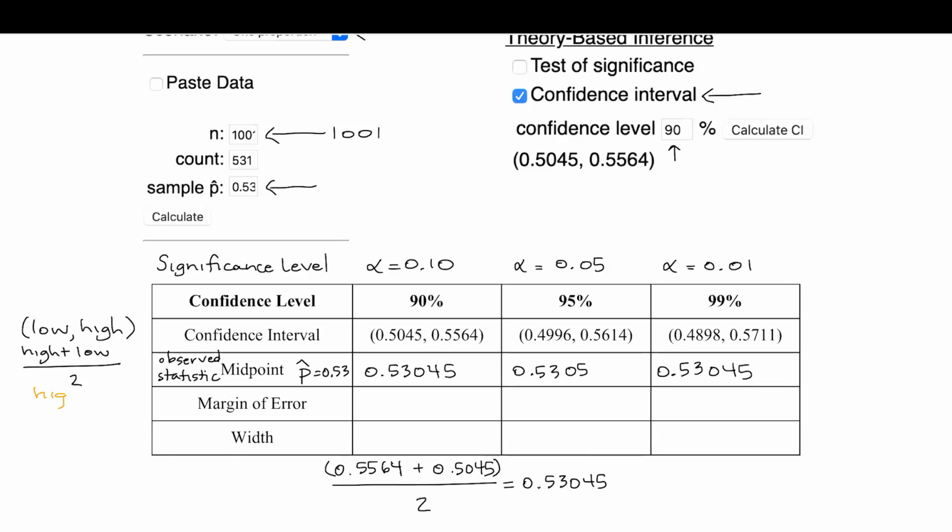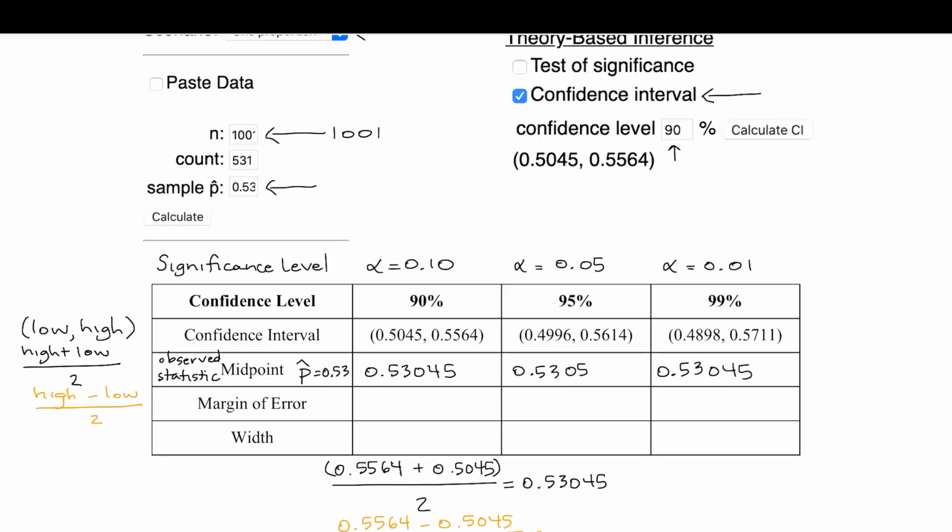So I'll do a color scheme here. High minus low divided by 2. So if you compare midpoint to margin of error, compare those two formulas, the midpoint you take the high plus the low and divide by 2. The margin of error you take the high minus the low and divide by 2. So again, I'll demonstrate this for the 90% interval. We take the high value, 0.5564, minus the low value, 0.5045, and then divide that by 2. So make sure you complete the subtraction before you do the division.